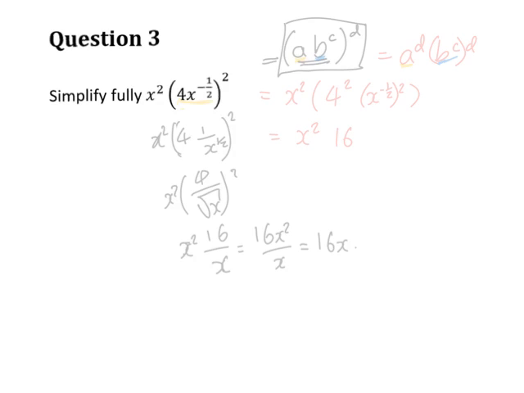Now if we apply our indices law on the final term, we get x to the minus a half times 2. Subtract 2, add minus 1 gives us 1, which we might as well get rid of. So this is 16x. That is what the answer is.